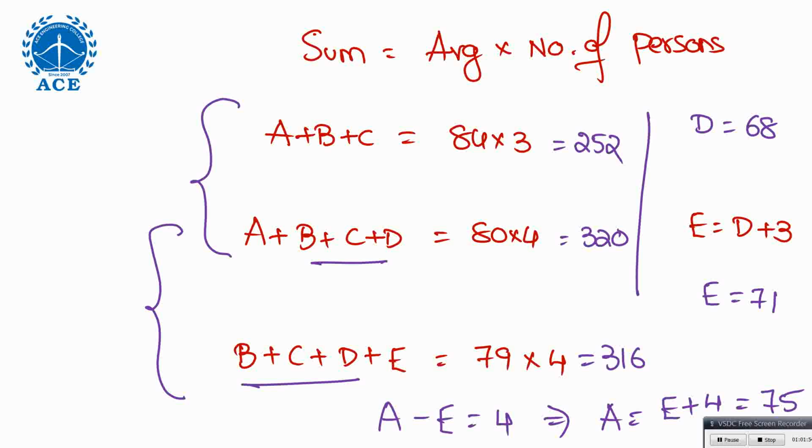Averages is also a topic which is just one or two steps of equation solving. Average is a topic which is a bit similar to equation solving. You got equations, then we solve them. Simple. You got ABC average, ABCD average. Identify D from that. They said E is 3 more than D, so you got the E value. Then the BCDE average is given as 79, so 79 into 4.